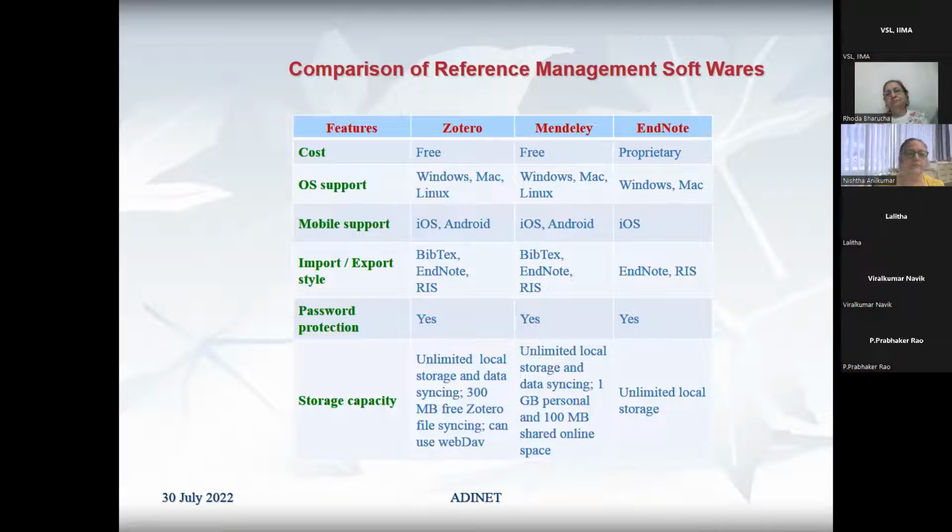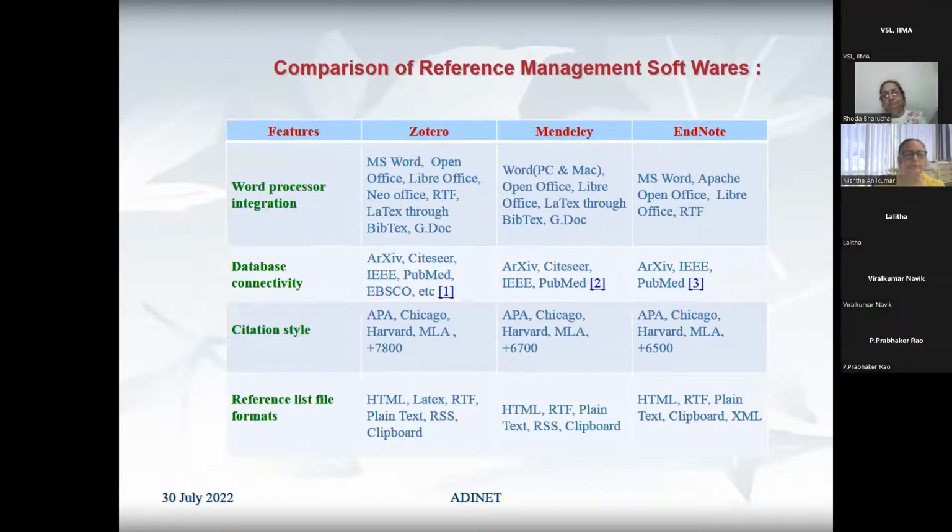These are the features for the three of them, Zotero, Mendeley, and EndNote. Most of the features are the same, except I think the storage capacity of Zotero is less and Mendeley is more. Both of them allow all these citation styles to be used, and we can create a bibliography in any of the citation styles.